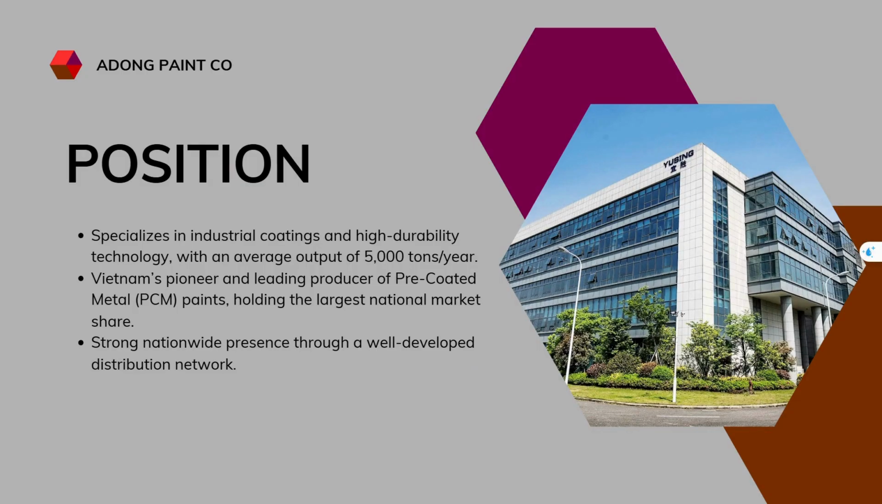So next, we talk more about its position in the market. In this regard, we have 3 points. The first one is that it specializes in industrial coating and high durability technology, with an average output of 5,000 tons per year. The second one is that it is Vietnam's pioneer and leading producer of pre-coated metal (PCM) paints, holding the largest national market share. And the last one, it has a strong nationwide presence through a well-developed distribution network.